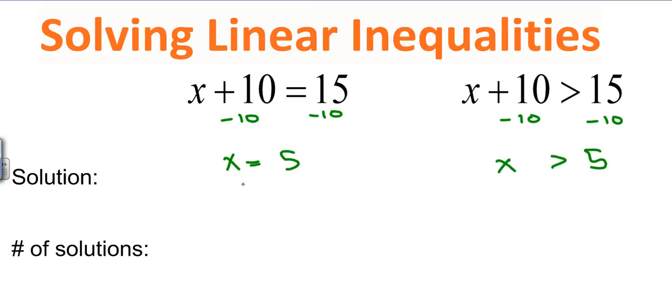The difference is pretty stark. X equals 5 has one solution, just 5. X is greater than 5 has what we call infinite solutions. Not every number is a solution, but every number that's bigger than 5. 5.1, 5.2, 10, 55, 36, all kinds of numbers are bigger than 5. So inequalities have a lot more than just one solution. You get a bunch of solutions.